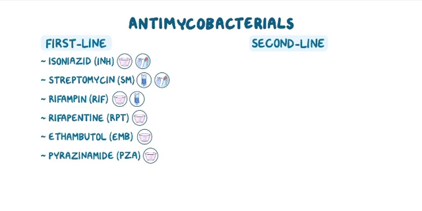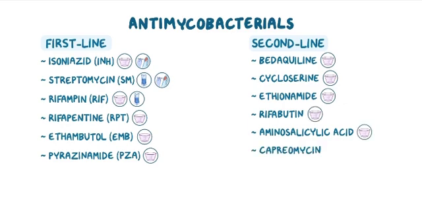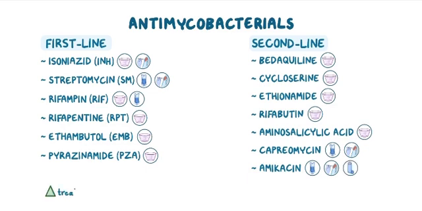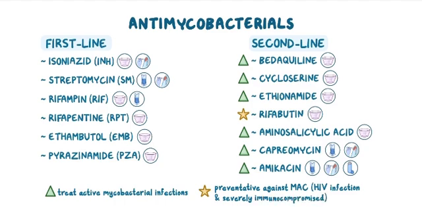On the other hand, the second-line antimycobacterials include bedaquiline, cycloserine, ethionamide, rifabutin, and aminosalicylic acid, all of which are administered orally, as well as capreomycin, which is administered intravenously or intramuscularly, and amikacin, which can be administered intravenously, intramuscularly, or by inhalation. These medications are mainly used for treating active mycobacterial infections, except rifabutin, which is preferred as preventative treatment against Mycobacterium avium complex in clients with advanced HIV infection who are severely immunocompromised.